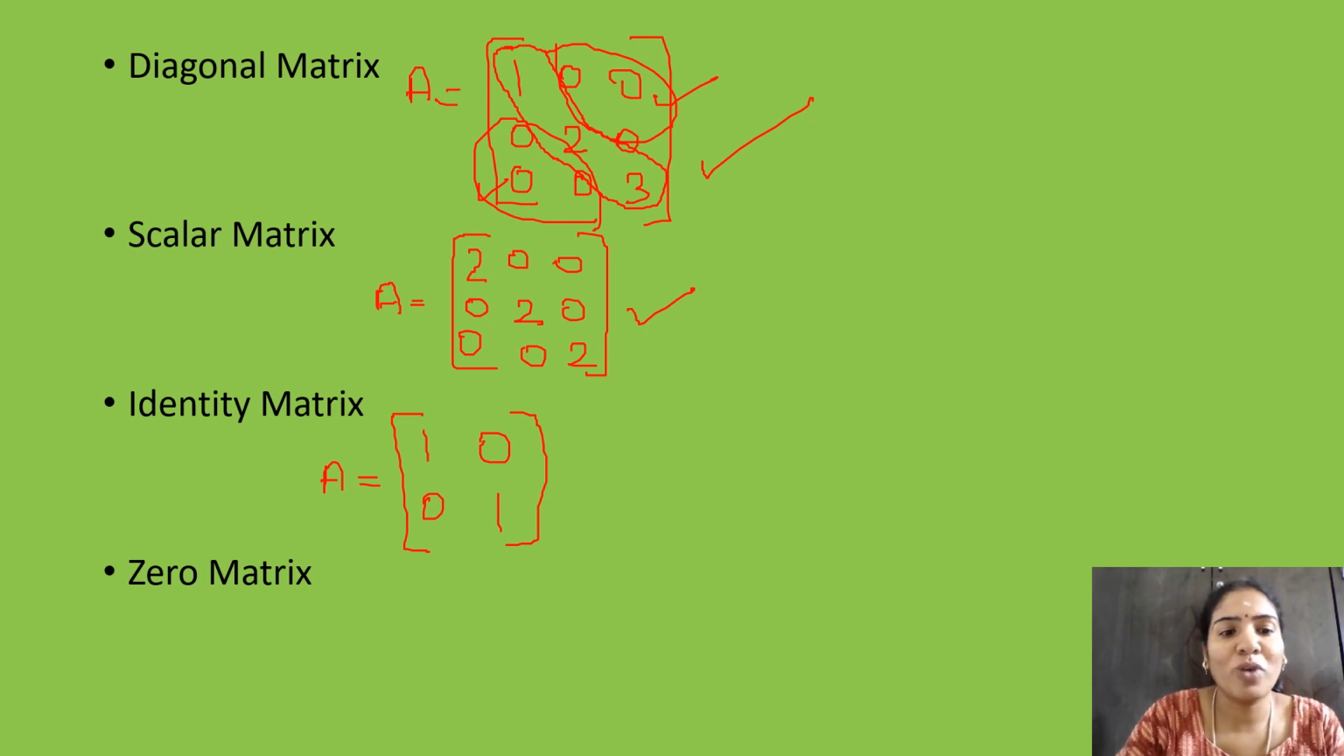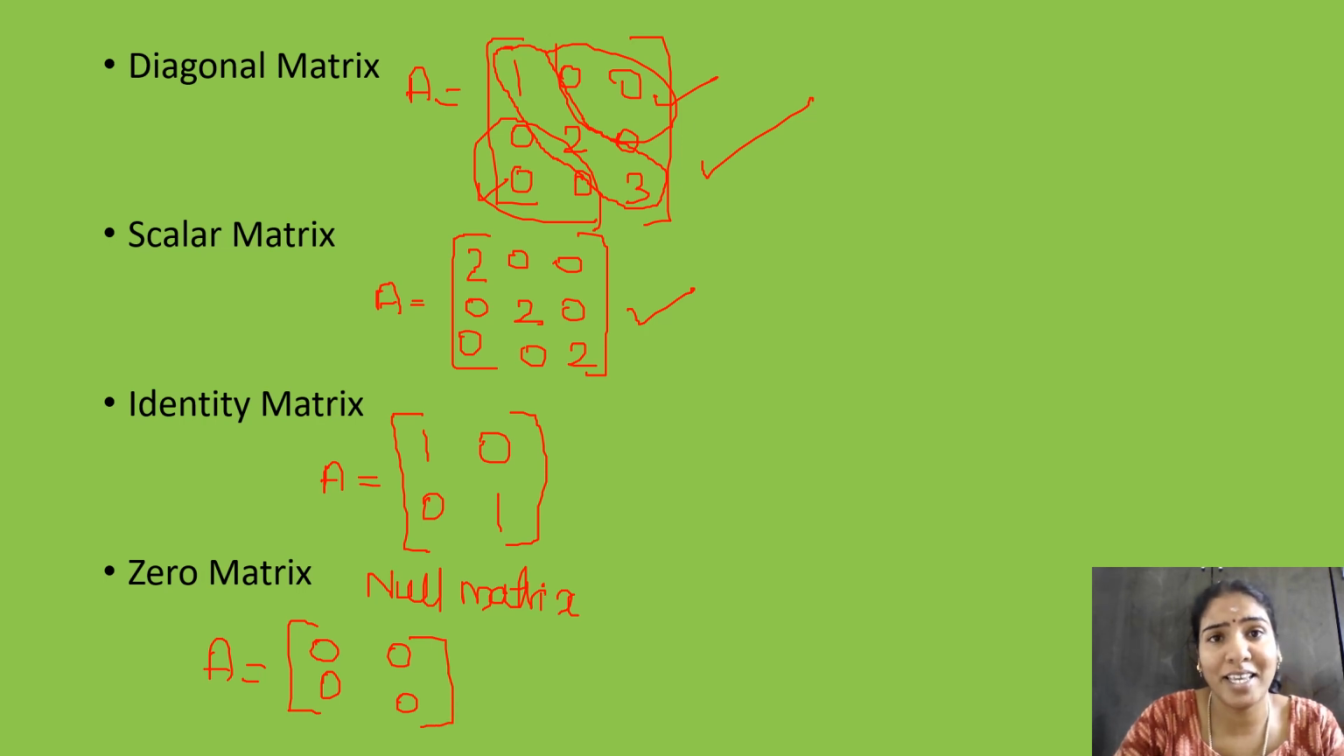And the last one, zero matrix. The other name for zero matrix is null matrix. What is the zero matrix? This matrix is going to have the element of only 0. No other element will be there in this matrix. Then I can say it's a zero matrix or null matrix.